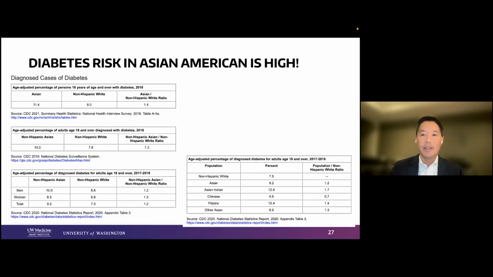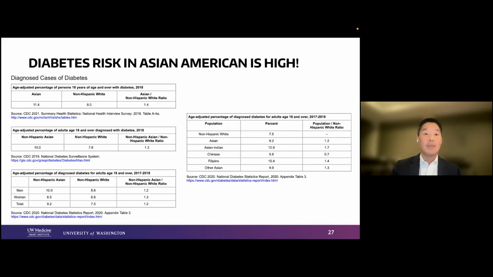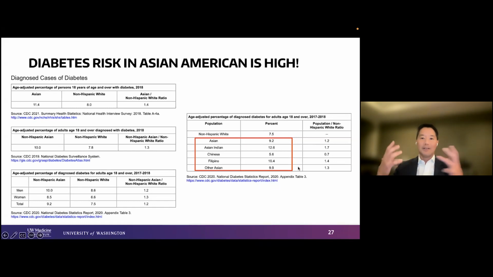So again, as I pointed out earlier, the risk of diabetes in Asian Americans tends to be higher than in non-Hispanic whites by 30 to 40%. But the other thing, again, is that we're not all the same. Our risk of diabetes is not the same. And that is highlighted here: you can see that Asian Indians have a 12.6% age-adjusted percentage diagnosis of diabetes, whereas for Chinese Americans the risk is only 5.6%. So there's more than double the risk of diabetes in Asian Indians compared to Chinese. Again, we need to be able to disaggregate and see these differences as ways to look for opportunities to improve some of these cardiovascular risk factors in Asian Indian populations, more so than perhaps in the Chinese American population.